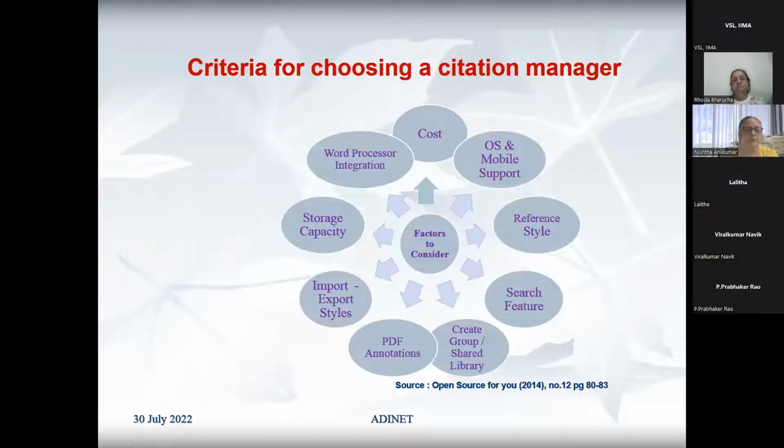So, on what basis do we choose a citation manager? Suppose you have a cost or budget available, then of course you can go for a proprietary one. Otherwise, cost is a factor for most of us, so open source software is the preferred choice. Other things to consider are whether word processor integration is there, whether mobile support is there, and what the reference style is. These are the criteria we need to check before we choose the citation manager.